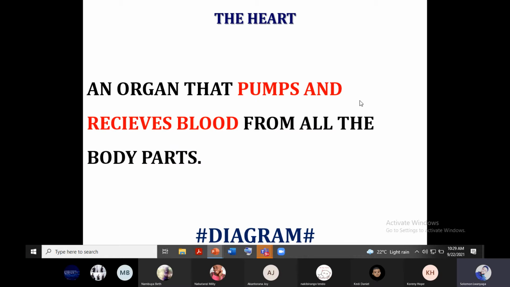Now, here is the first assignment we are all going to do. It's a simple one. We are going to draw the organ that pumps and receives blood from all body parts, and that is the mammalian heart. What can I say about it?